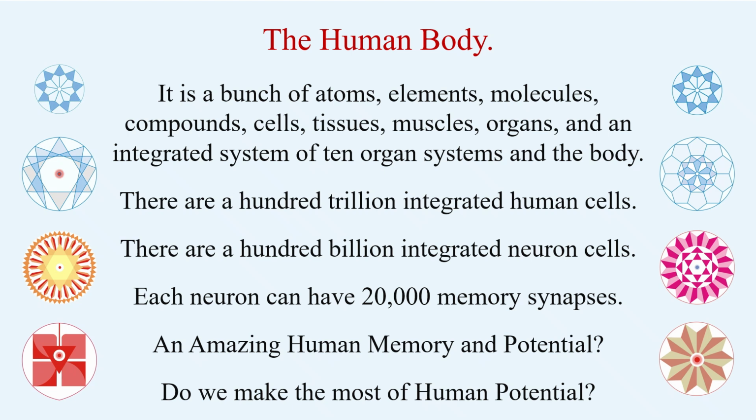cell can make 20,000 memory synapses. You can imagine 20,000 into 100 billion, an amazing human memory and potential within every human. We can be a walking, talking encyclopedia, because we have that potential. But unfortunately, we do not make use of it. Most of us use only 1 to 2%. Einstein used 11% and became the greatest scientist. And I do know we can use 100%, and I'm only trying to do that.